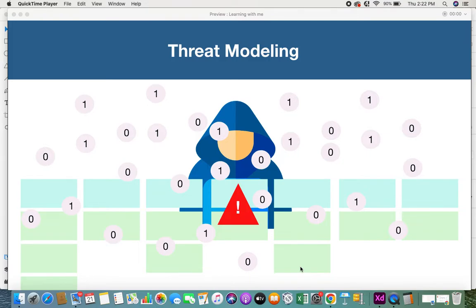Welcome back, and in this video I'll be giving you some information on threat modeling. Be it any business, the business would deal with various assets, and it's the key responsibility and duty of a business to secure all those assets. So that's where threat modeling comes into the picture. Let's take a look at what it is.